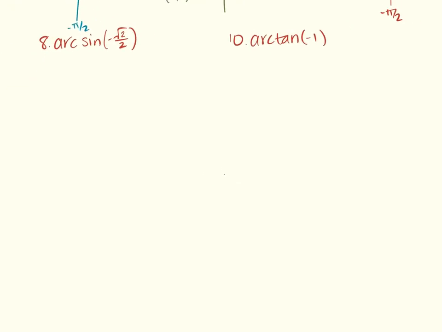For 8, we want arcsine of negative square root 2 over 2. So again, the first step I'm going to do is set this equal to y. Rewrite this as sine of y is equal to negative square root 2 over 2. And then I'm going to draw.